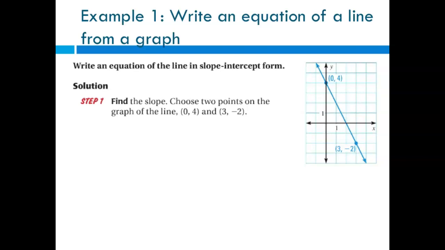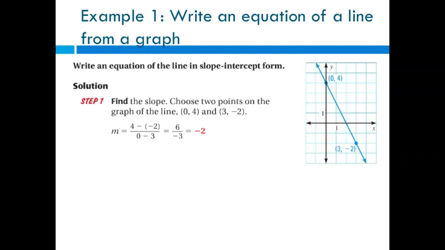Now to find the slope, we can go ahead and use 2 points. Two points are given to us, and we use that to find y2 minus y1 over x2 minus x1. So we have 4 minus negative 2 over 0 minus 3, which is 6 over negative 3, which is equal to negative 2. So this line has a slope of negative 2.